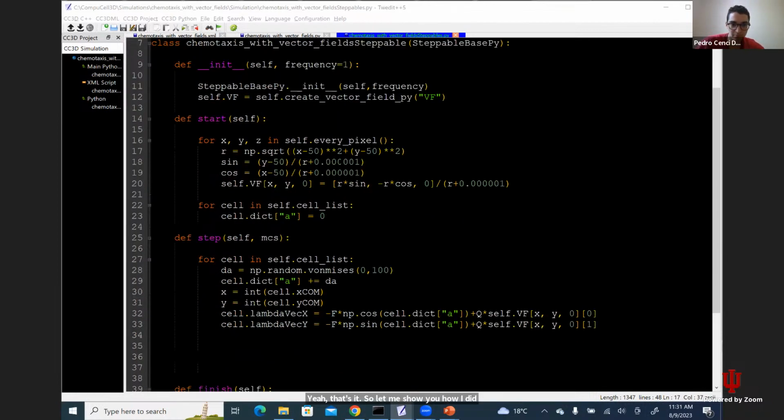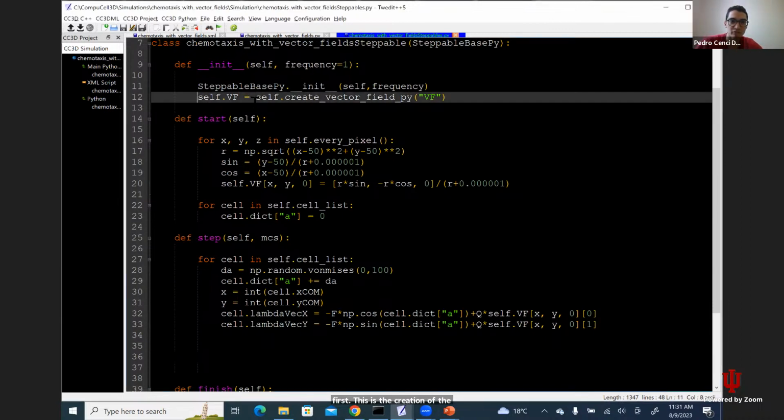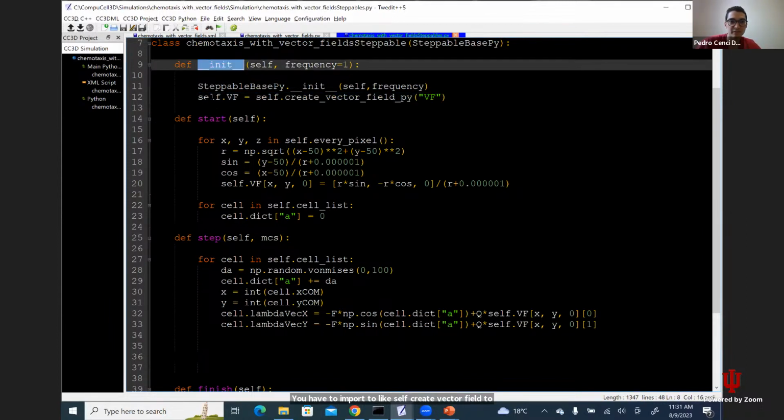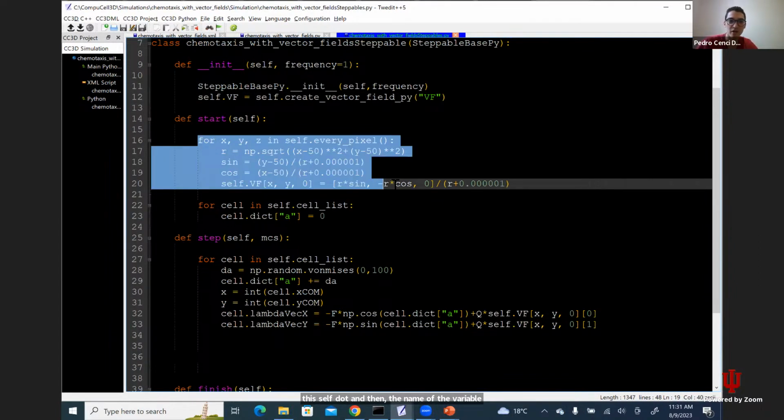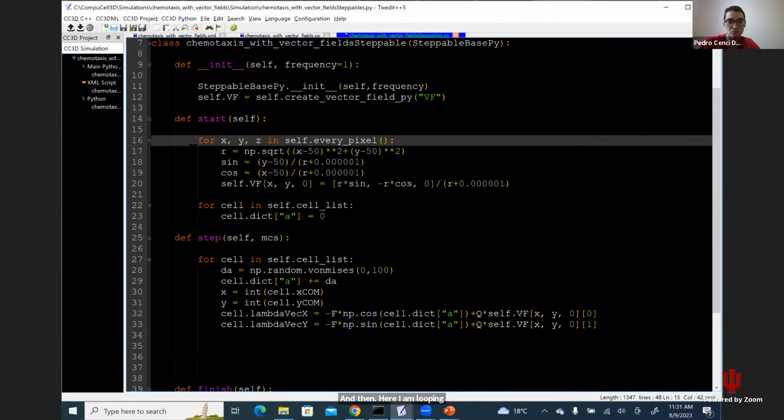So first, this is the creation of the vector field. You have to import it, like self create vector field, you give it a name, and you initialize it in the init function and pass it to a class variable. So it has to have self dot and then the name of the variable. And then here I am looping over all pixels in the simulation. So for x, y, and z in self every pixel, these are all pixels in the simulation.